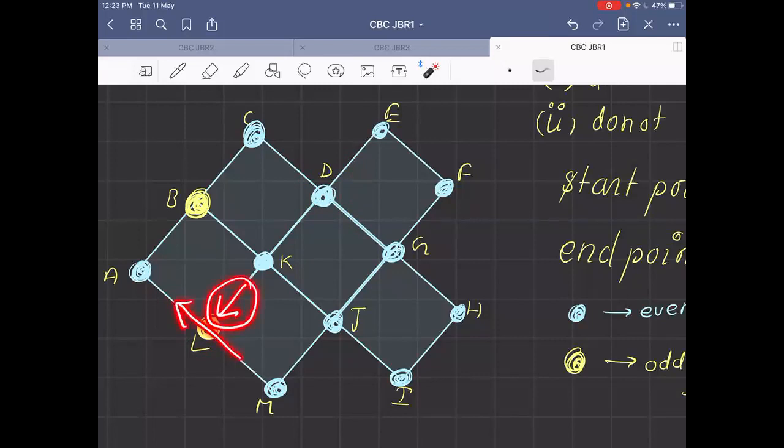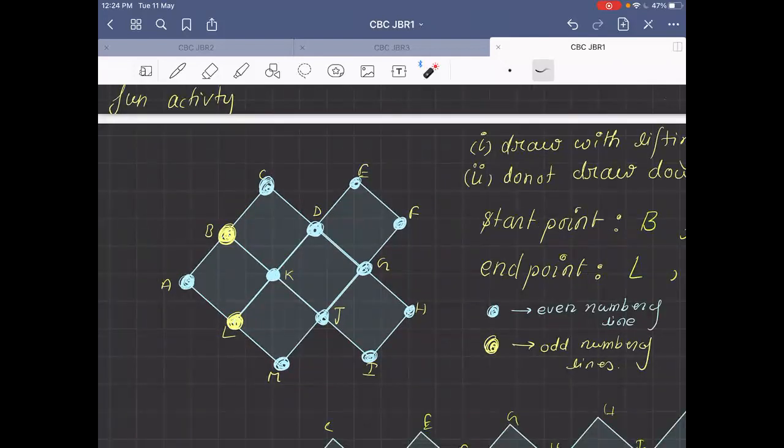Did you get what I'm trying to say? Having an odd number of lines means it is going to be a starting point or ending point. Like here, you can pass through it, but only one line will be left. Either you can escape from it or you can enter from it, which means the B and L are going to serve as ending points or starting points. Now that is the trick you need to know.